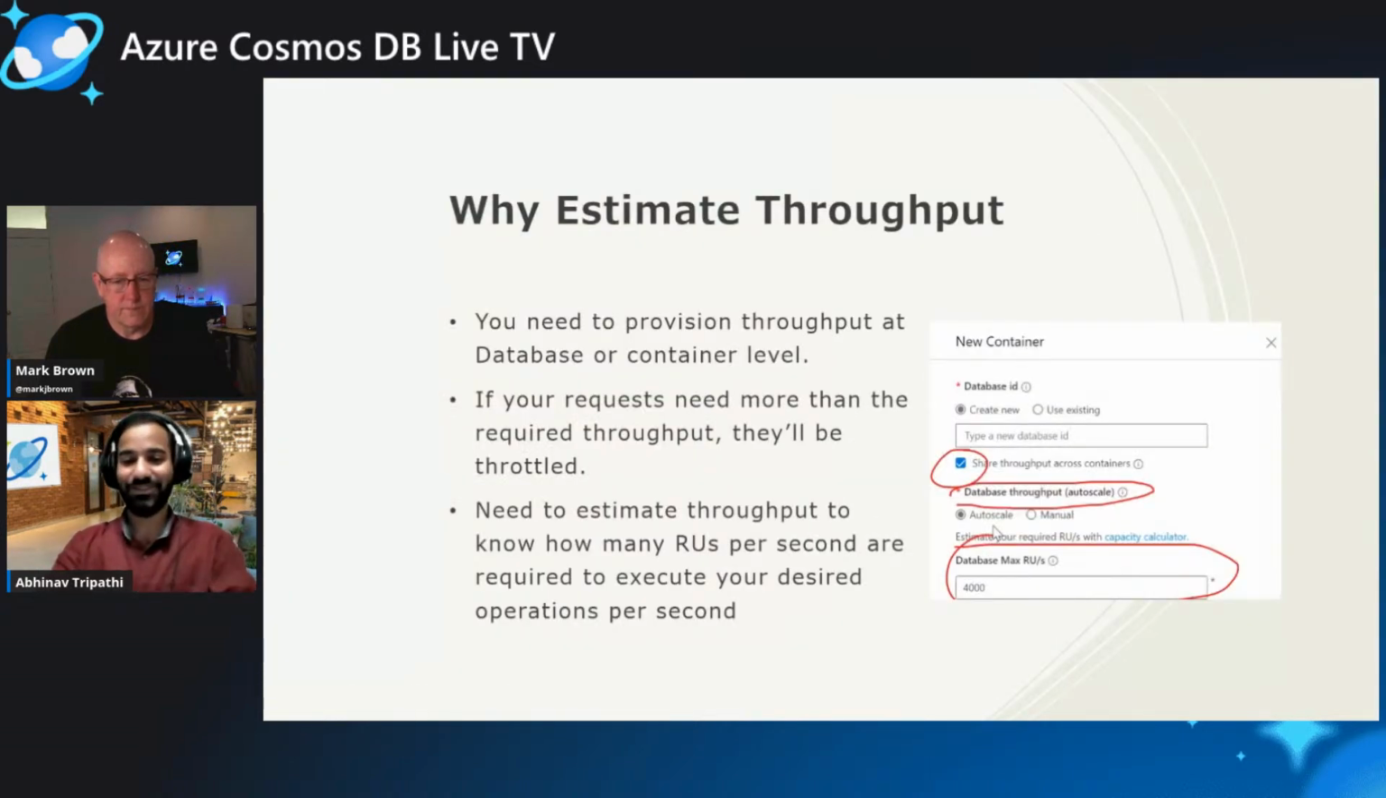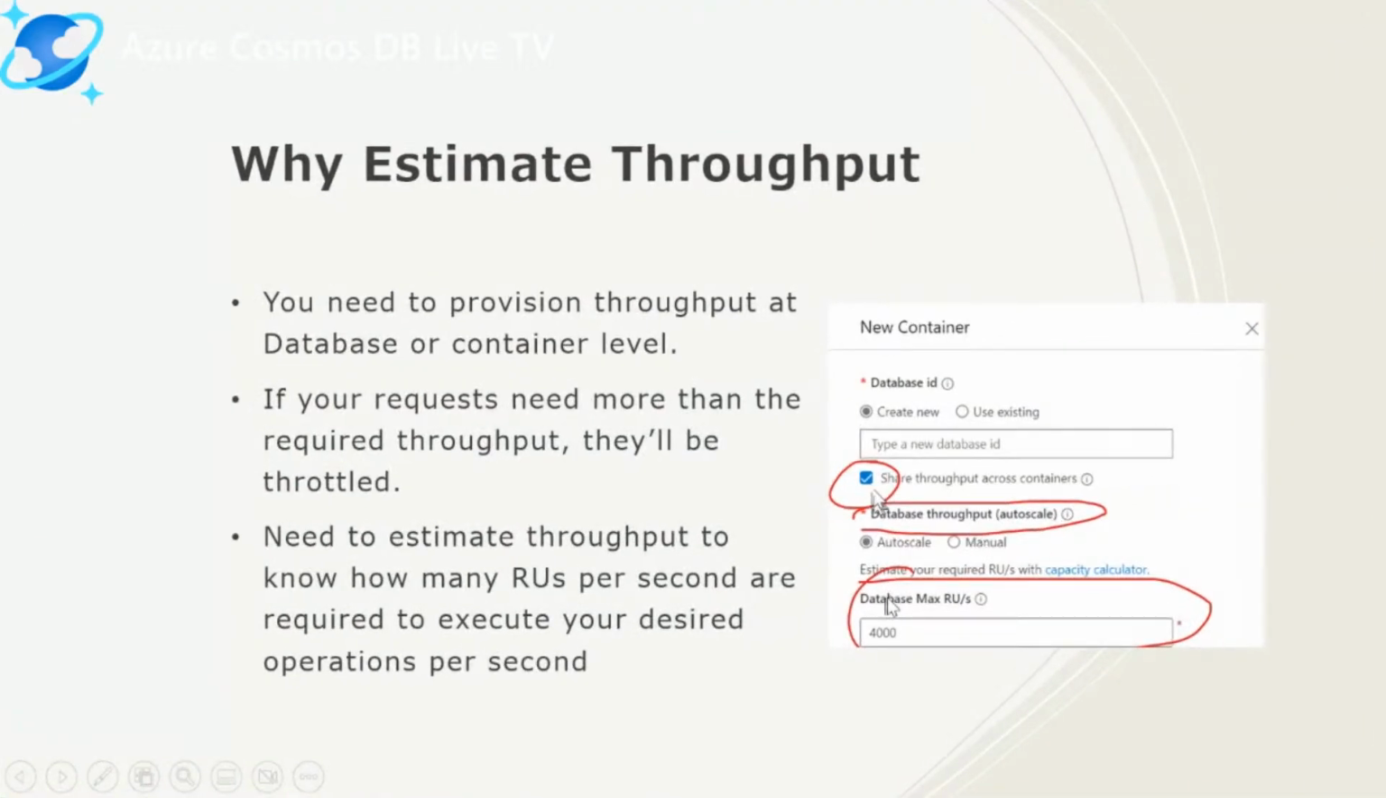So why estimate throughput? If you look at the Azure portal, there are certain settings. You can share the throughput across containers, or you could specify dedicated throughput for a container, or you could specify it at the database level. This is where you need to make this choice, and hence it is important to calculate the throughput upfront.